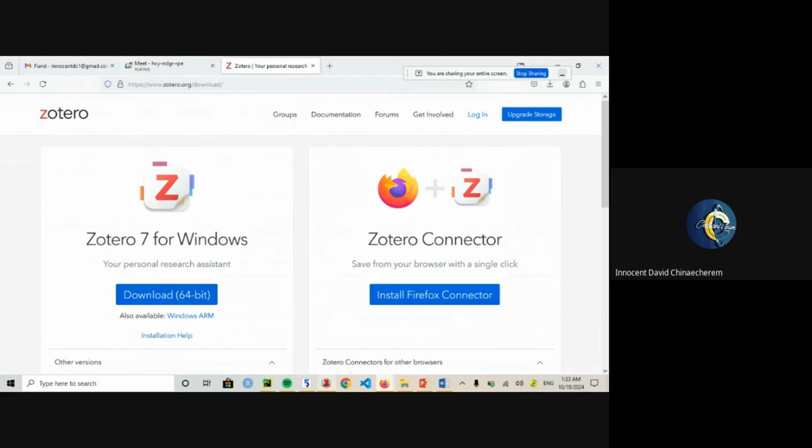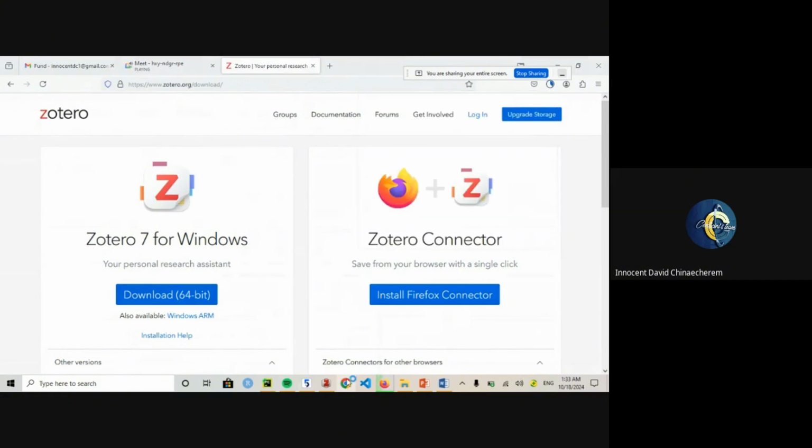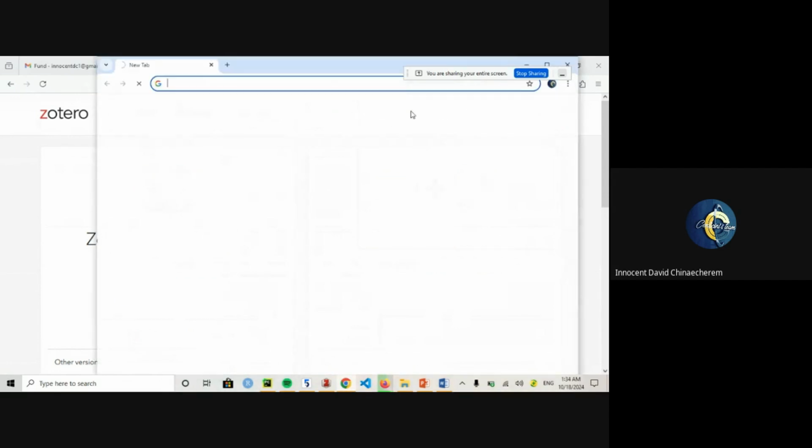So I already have Zotero installed here, but what I'm going to do is show you how to download it. On your PC, if you're using a 32-bit PC, you can just click on it, but I'm just going to click on that to download it, and then I'm going to let it run. If you're using a Chrome extension, you also have the Zotero connector there. I'm going to quickly open that.